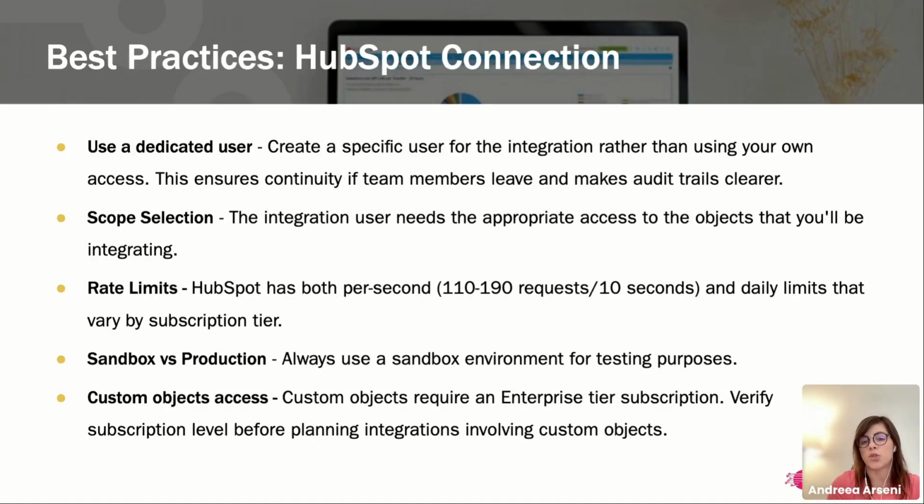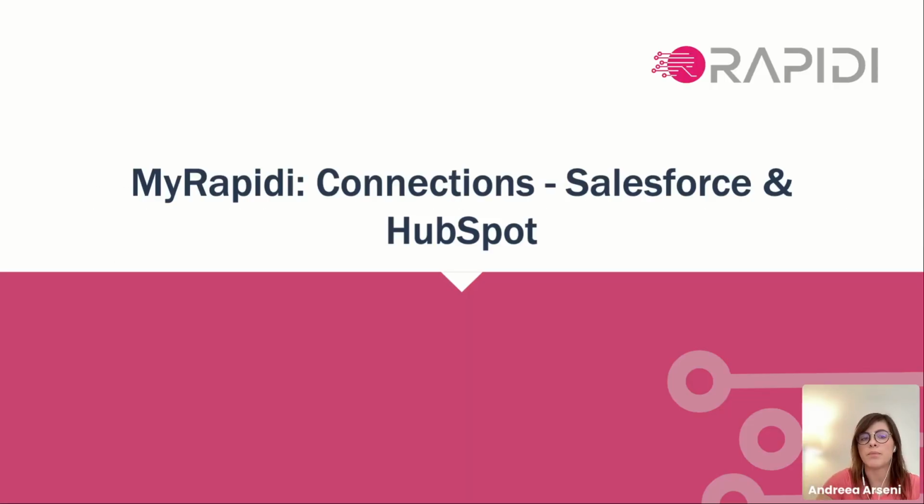So make sure that you check that before using custom objects for your integration. So that was for HubSpot. Then I will show you right now in MyRapidi how these connections are being set up. So I will go here and add this one.